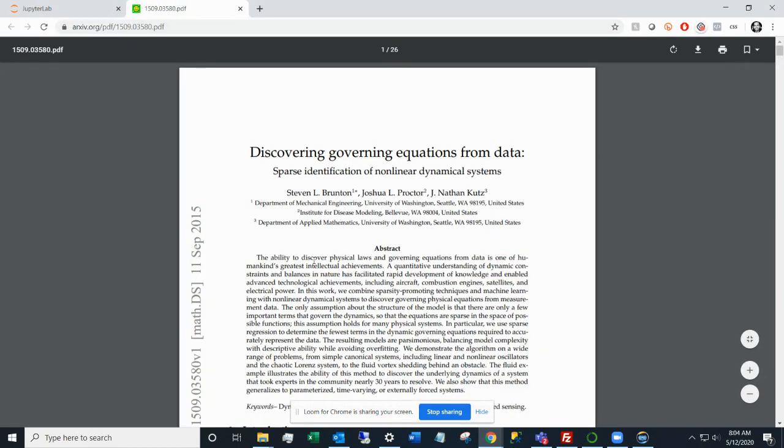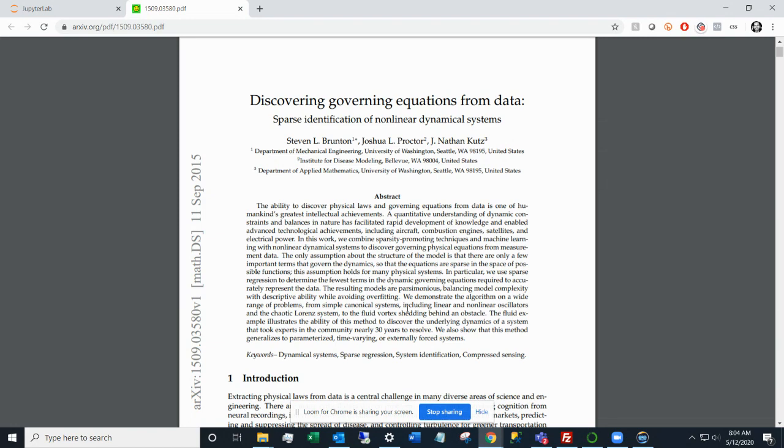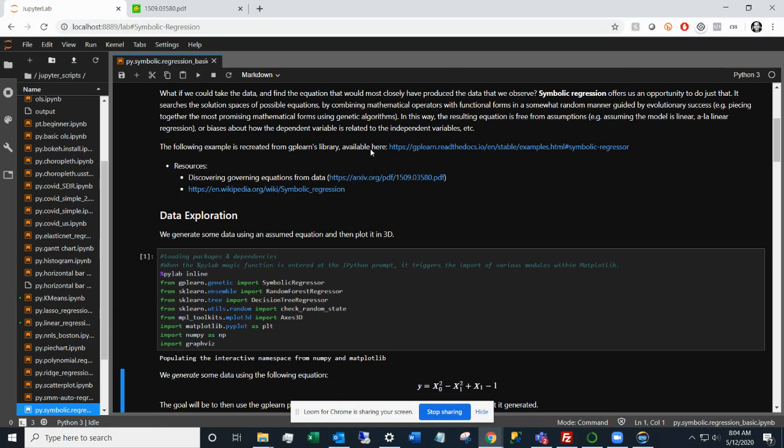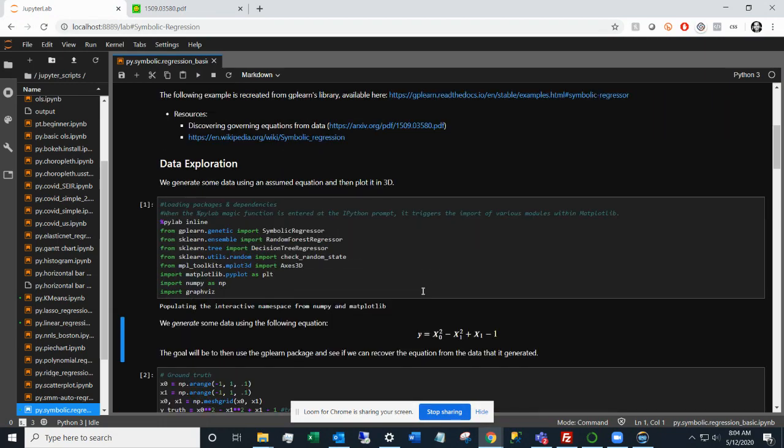That's pretty interesting, where they have actually shown they were able to recover equations of, say, fluid dynamics that took experts 30 years to figure out what those equations look like. And in this example, they showed that they were able to recover that straight from the data. So that's pretty interesting, pretty remarkable. Okay, so what are we going to be doing in this Python example?